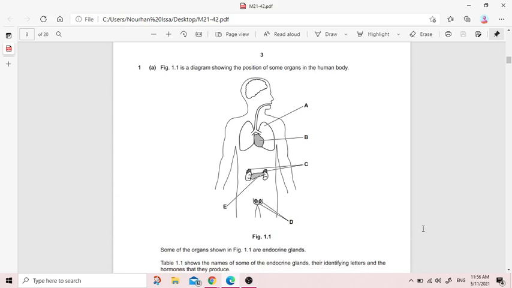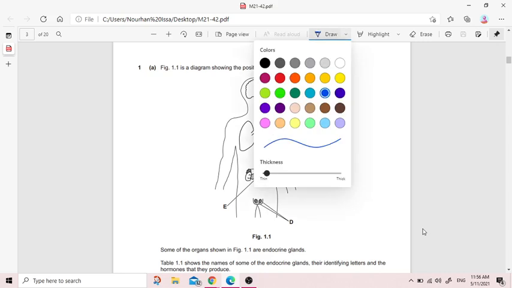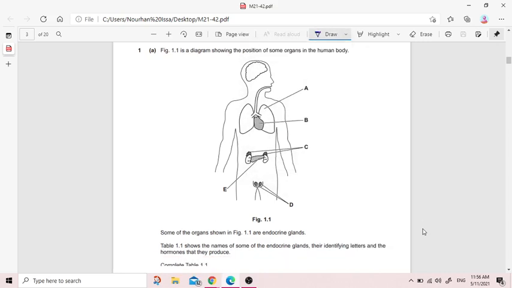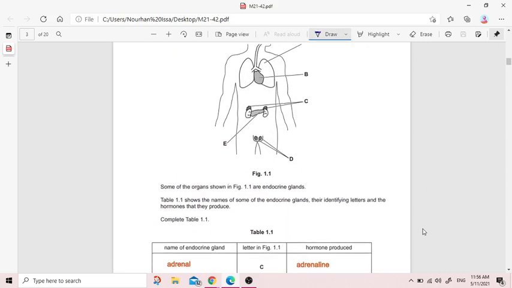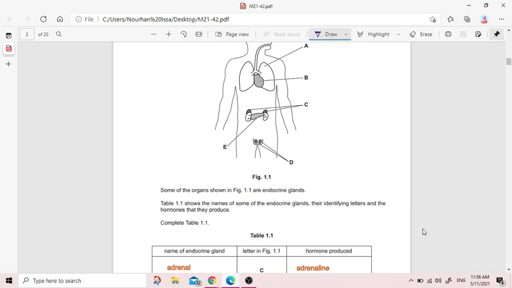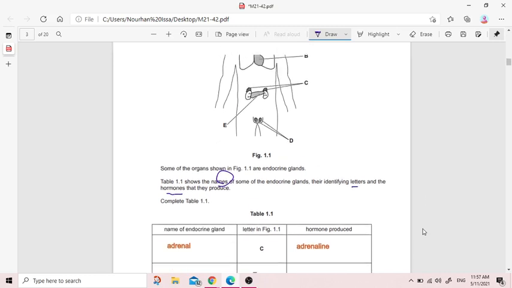Figure 1.1 is a diagram showing the position of some organs in the human body. Some of the organs shown are endocrine glands. The table shows some of the names of the glands, their identifying letters, and the hormones they produce. The first question wants you to complete the table. It's easy.